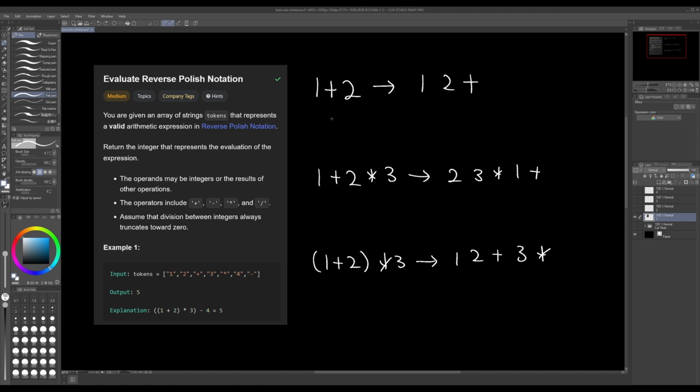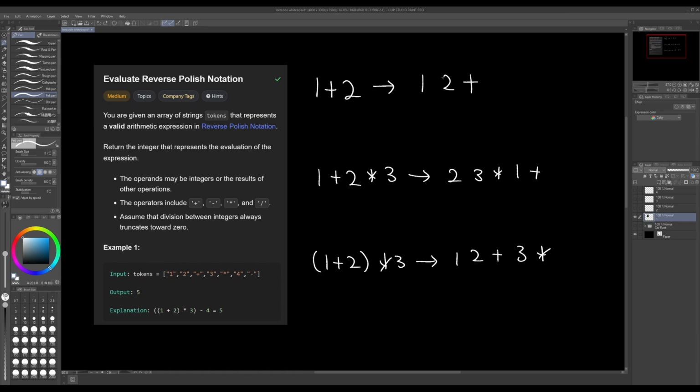in the middle. So technically, in the math world, this is called an infix notation, and this is called a postfix notation. Regardless, we can't really solve this problem unless we really understand what the postfix notation is like. So let's have a look at some examples. On the left here, we have a normal expression, 1 plus 2, and you can see that when it's rewritten, it becomes 1, 2, and a plus.